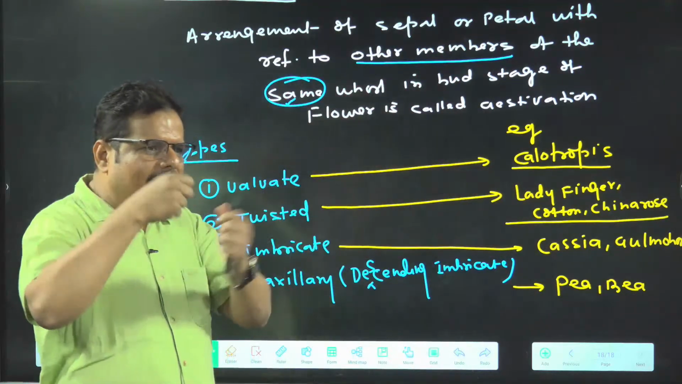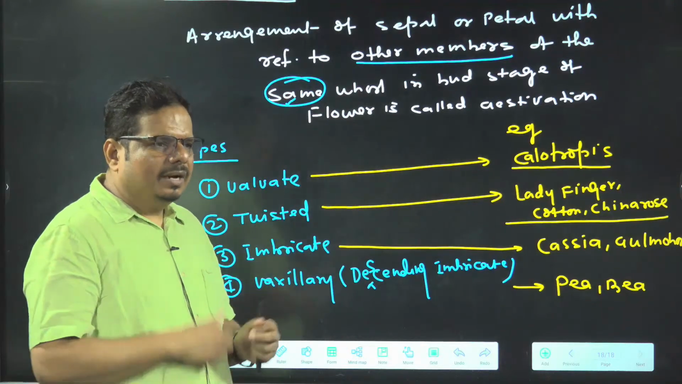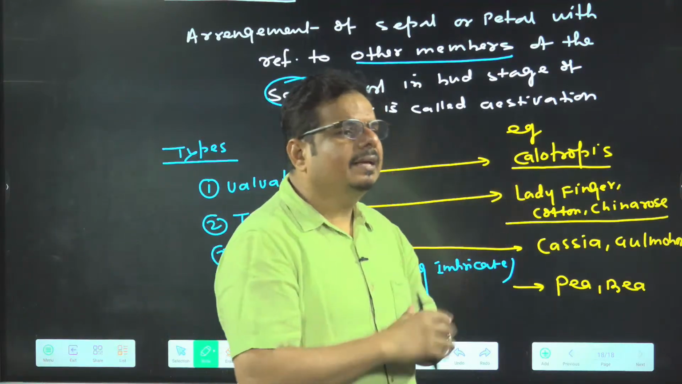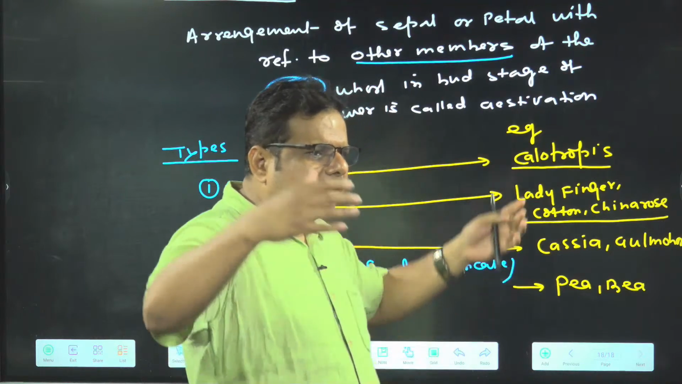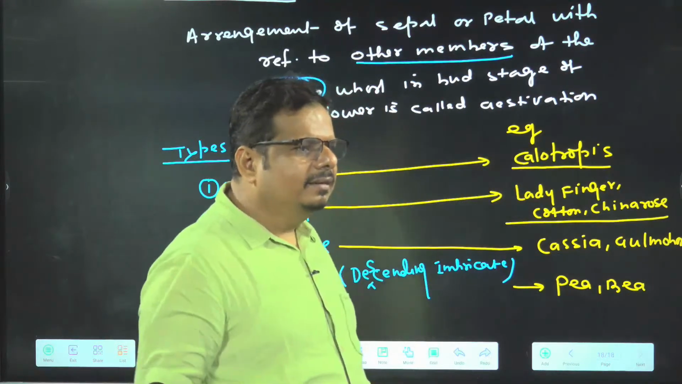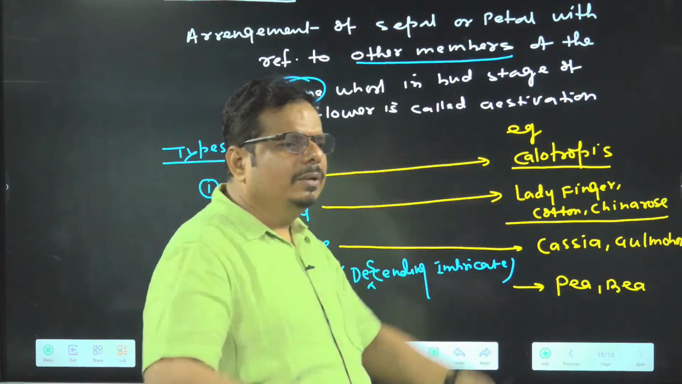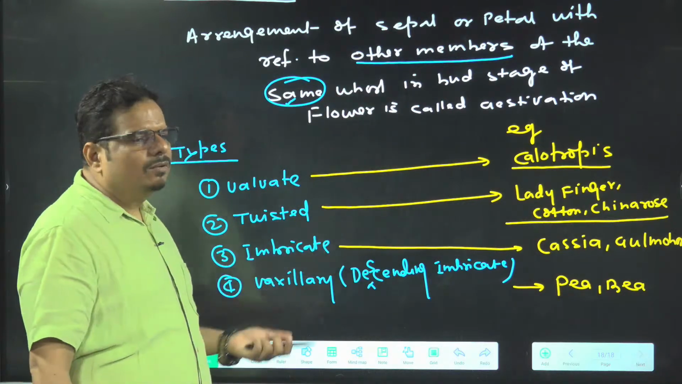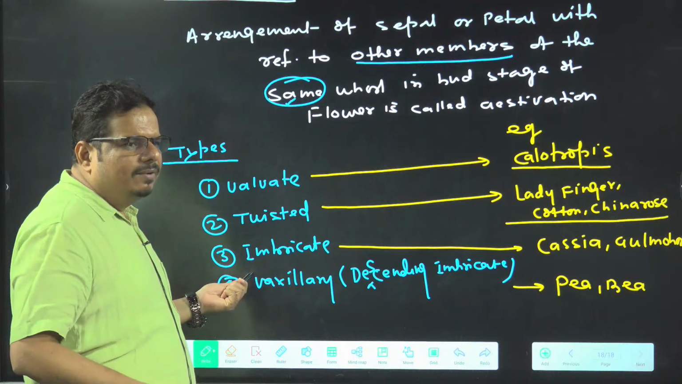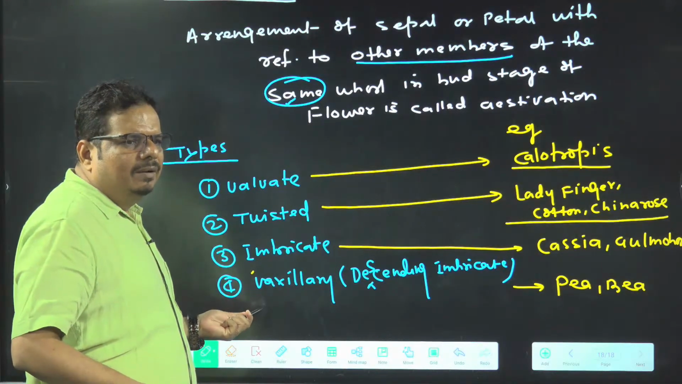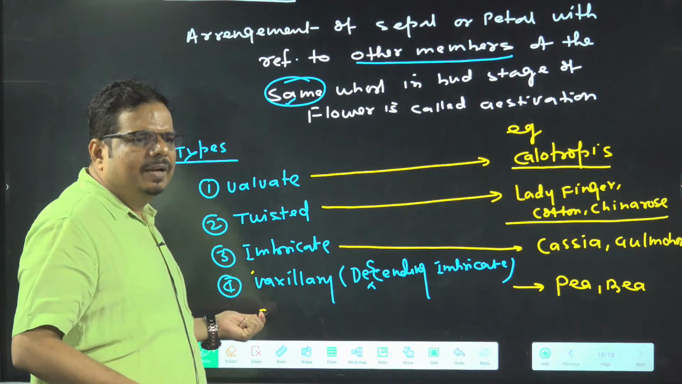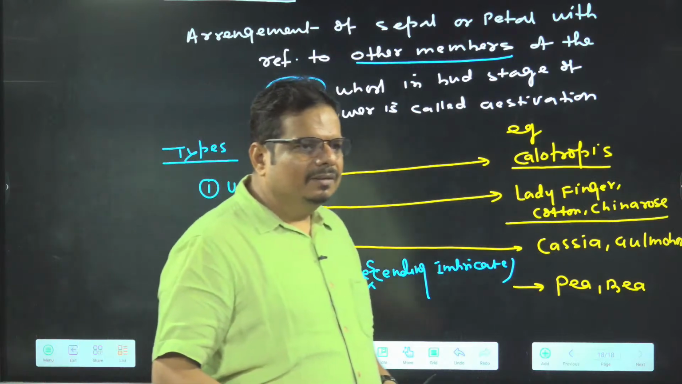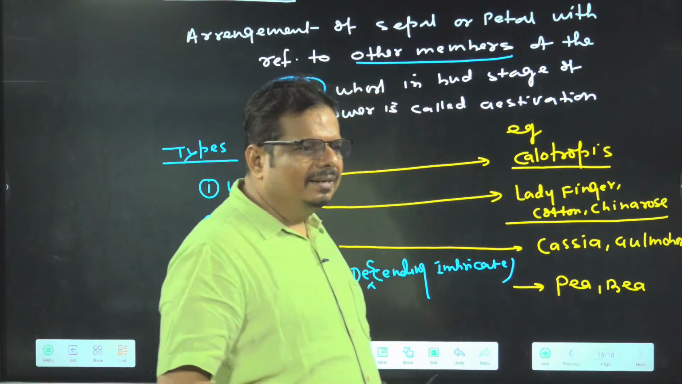So connect one area with another area. Connectivity came when perfection came. If you don't have perfection, you can't connect fast. If you have perfection in the examples, you connect very fast. Getting the things? So cassia and gulmohar are zygomorphic flowers with imbricate aestivation, and pea and bean are zygomorphic flowers with axillary aestivation. Got the idea? Is it clear?